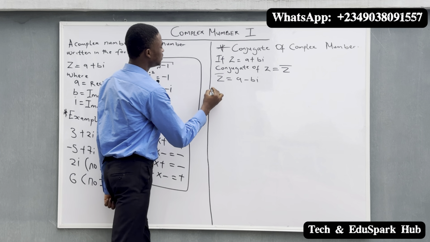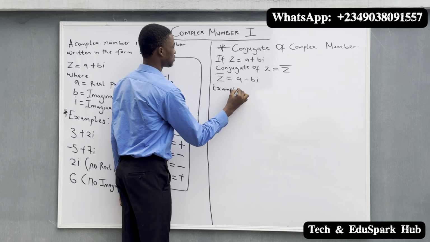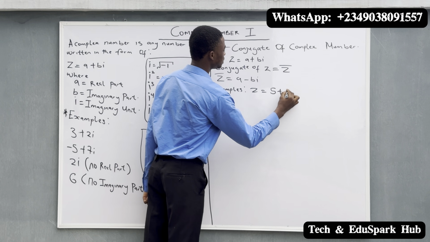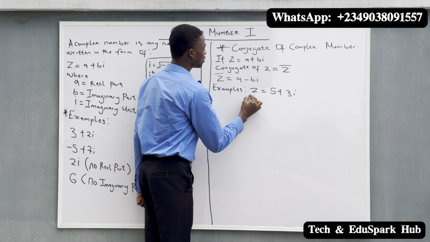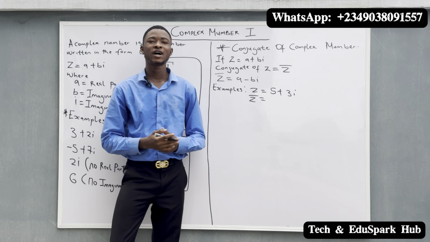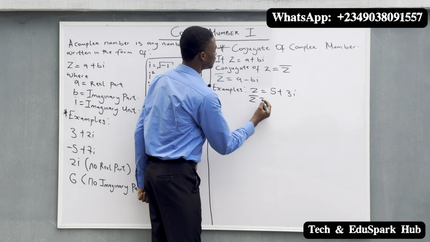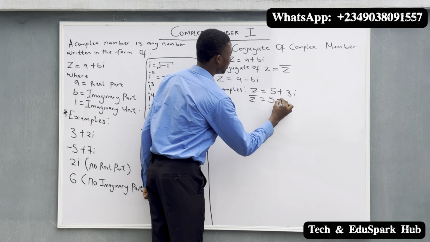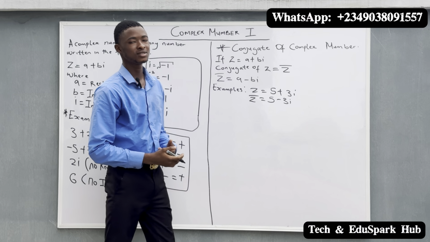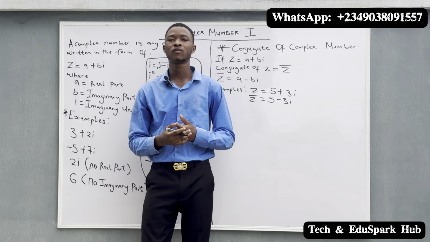So we have examples. If you have Z equal to 5 plus 3I, what do you think the conjugate of Z will be in this case? So pause this video and try and figure this out. So doing this, the conjugate of Z will just be equal to 5 minus 3I. So it's just as simple as interchanging the sign to get the conjugate. So let's look at a practical example under this conjugate of complex number.